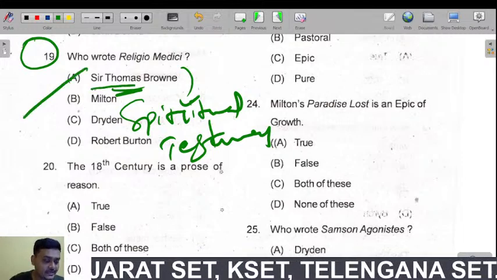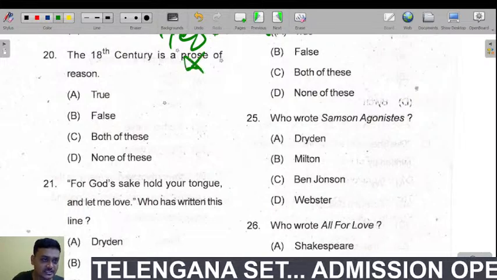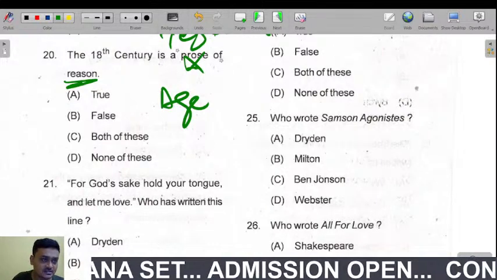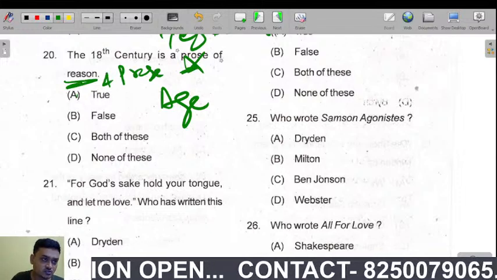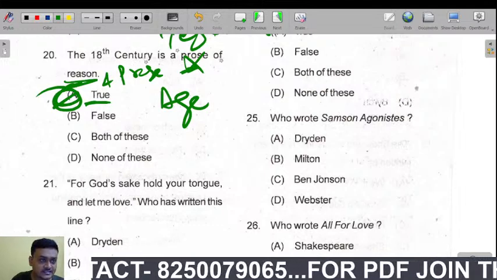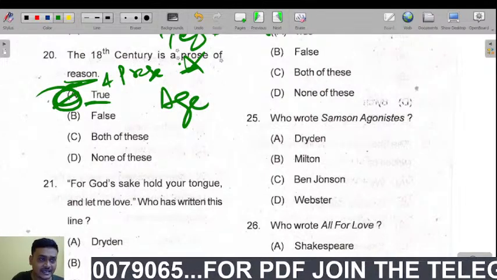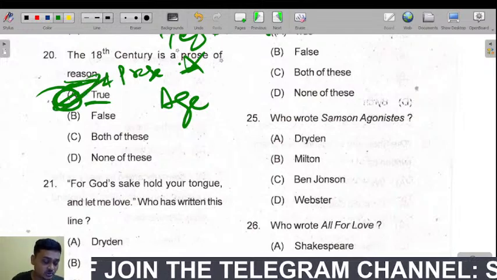Thomas Browne. The 18th century is a prose of what? The statement should be that the 18th century is an age of reason. So the question is actually false; it should be that the 18th century is an age of prose, or an age of reason. So it should be true.